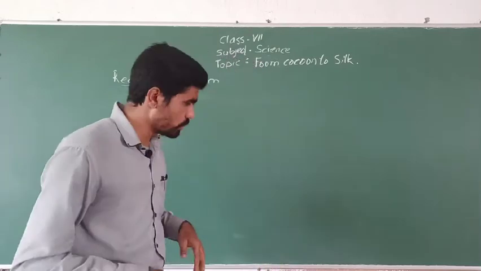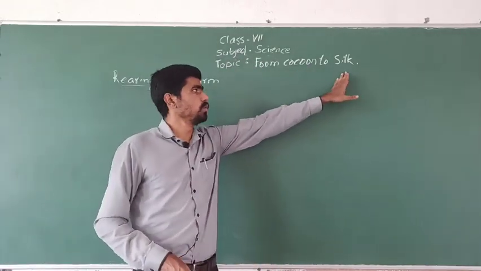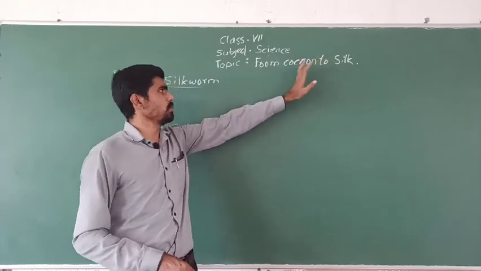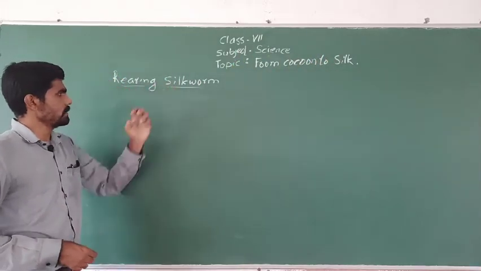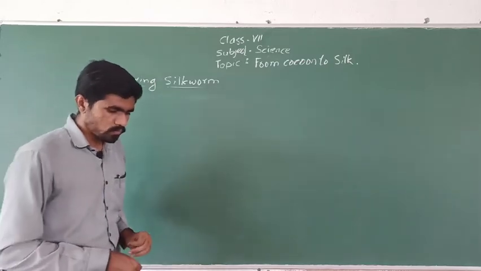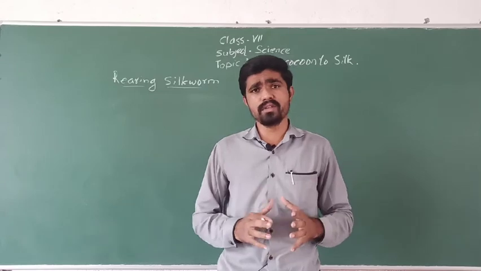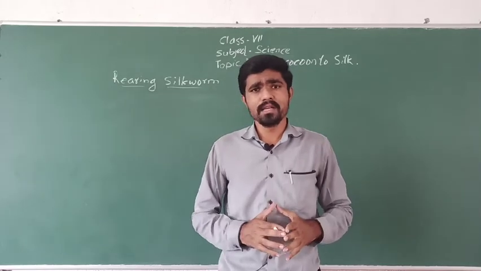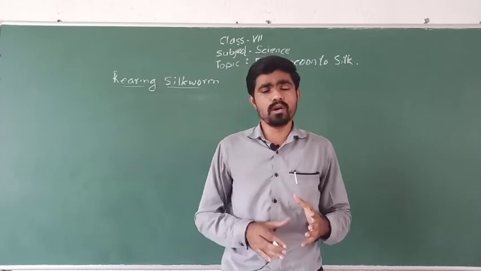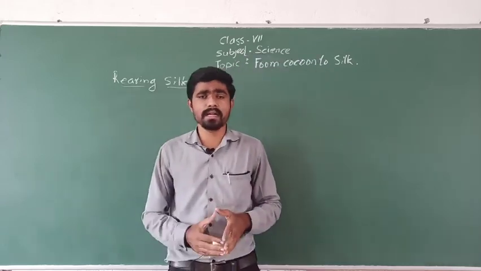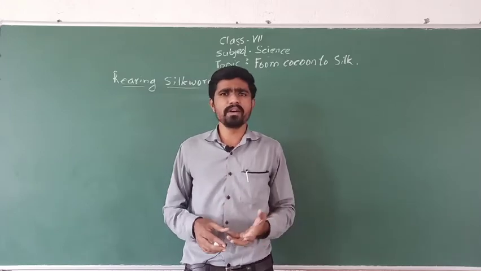Now we are going to discuss the last topic of the unit, that is how silk is obtained from the cocoon. Before that we need to have a look at rearing of silkworm. Sericulture is a branch of agriculture which is used as a supplementary occupation, meaning along with farming, a farmer can have their own sericulture plant. For that, minimum requirements are there.